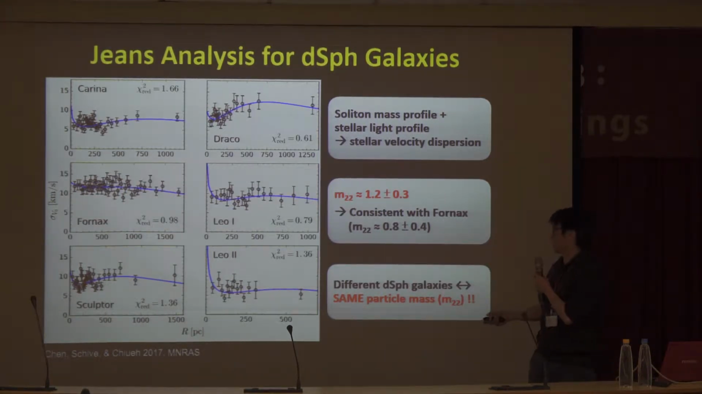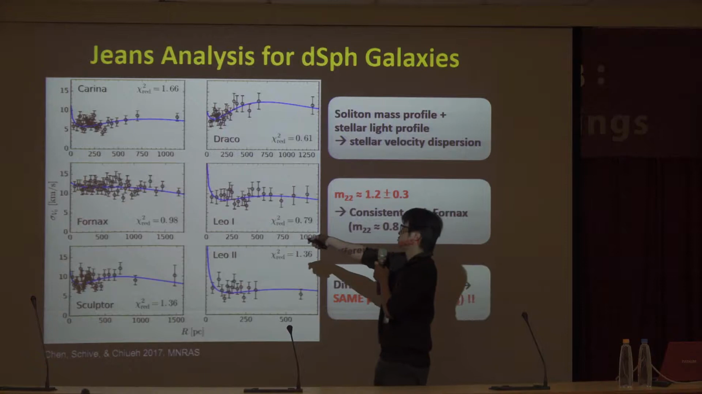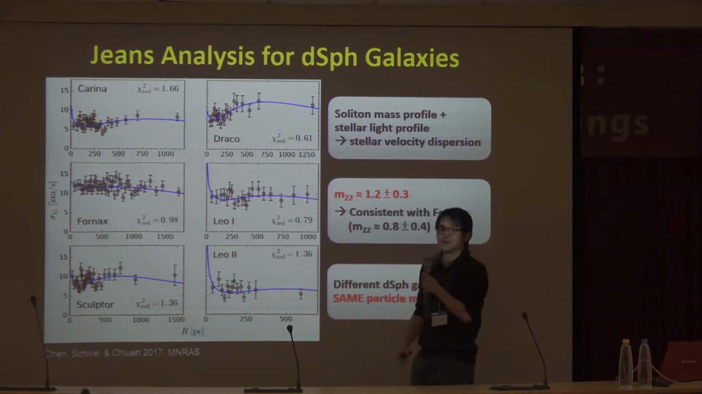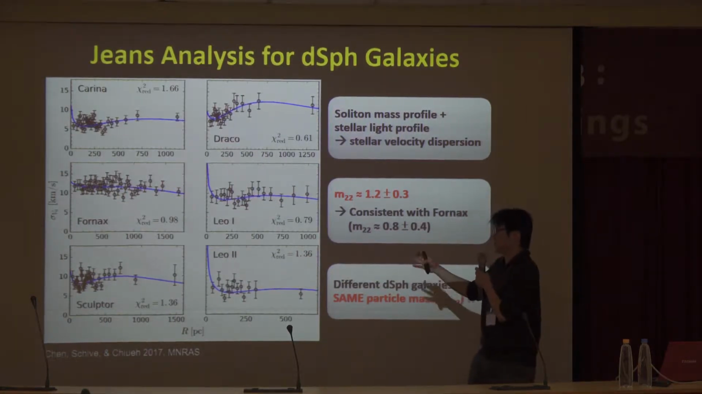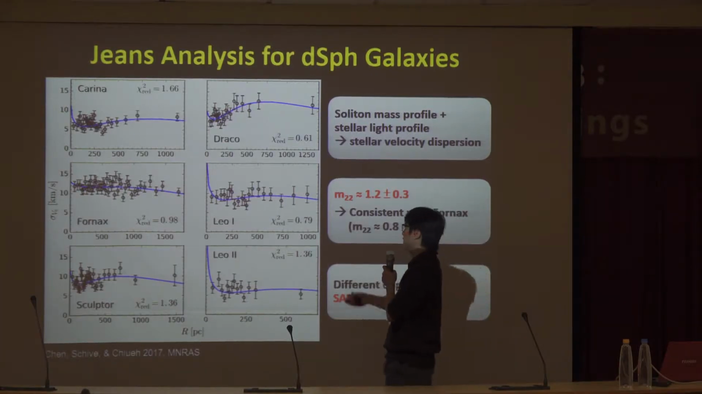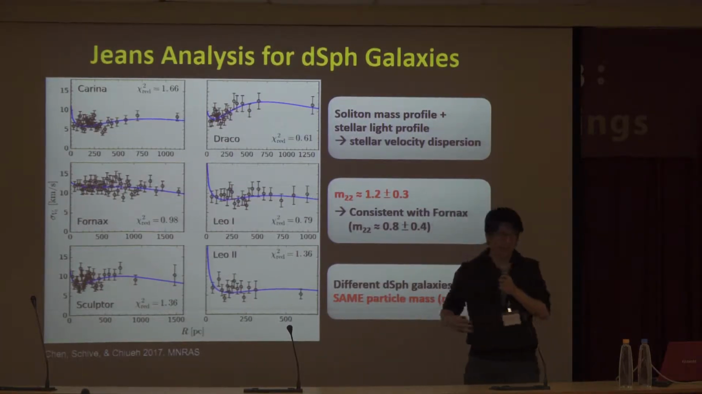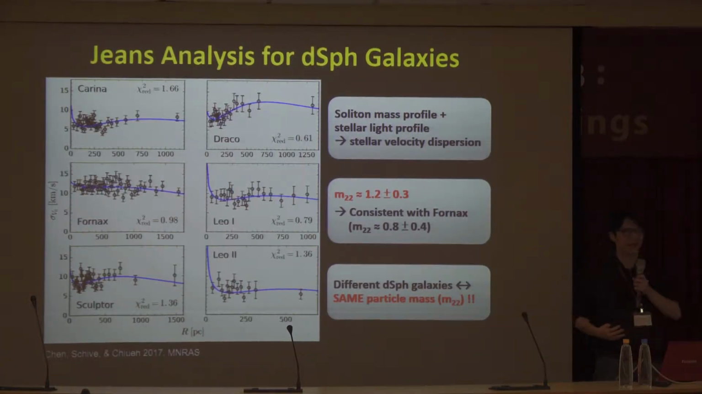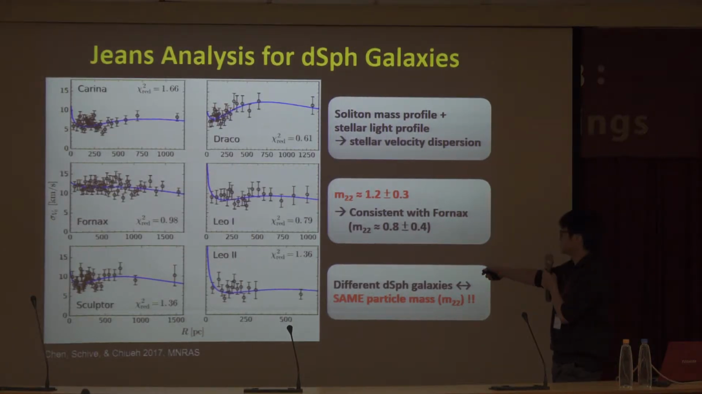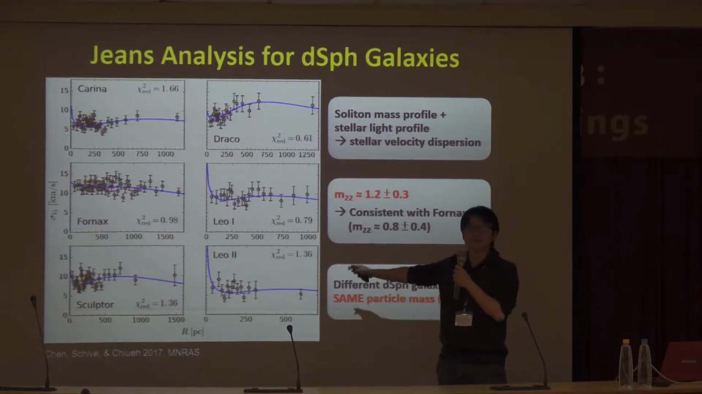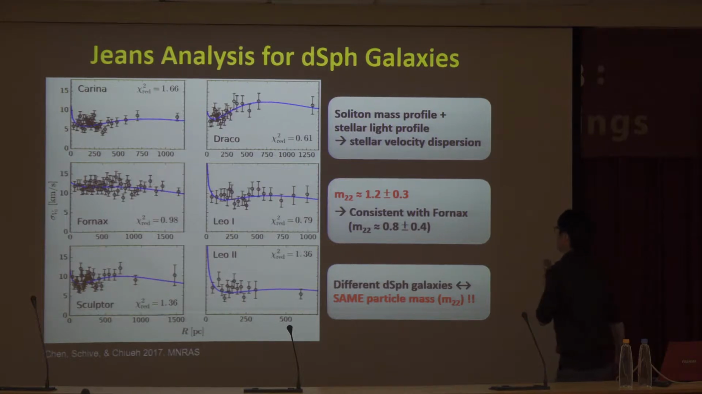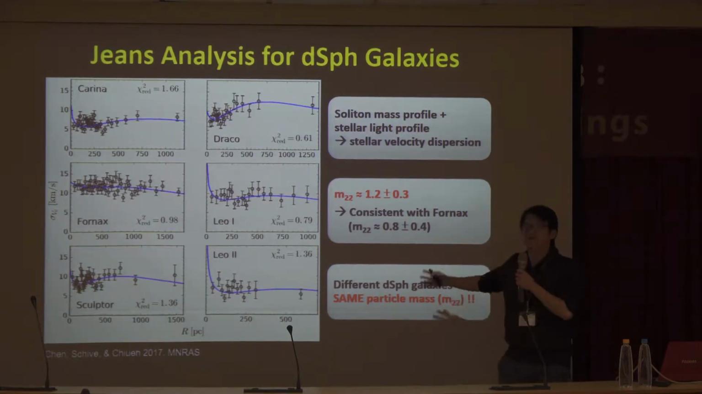So you cannot use a particle mass of 10 to the minus 21 here and minus 23 there. That's not fair, so you have to apply a joint analysis. It's actually quite surprising that you can find a very consistent particle mass for different systems. That's further support, and that's why we prefer this value.